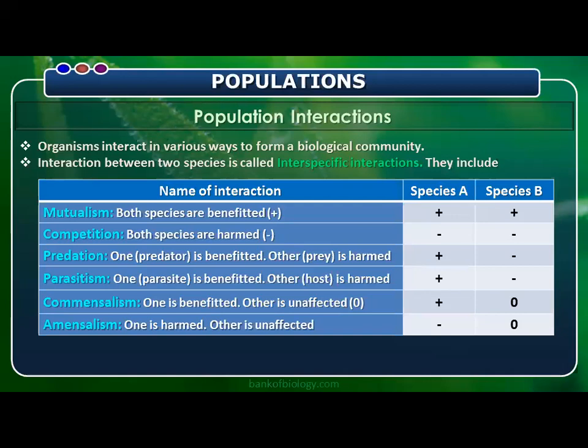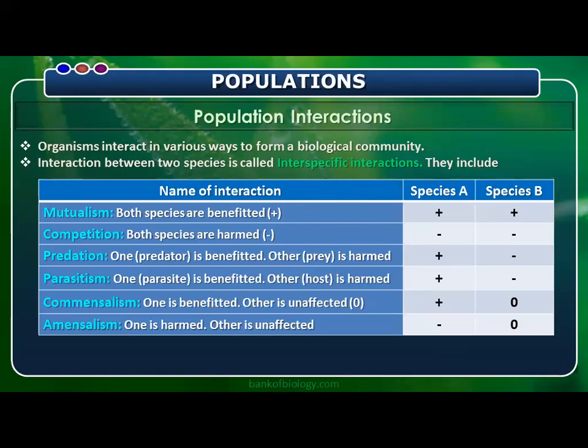For the multiple interactions we have here, we need to know about the symbols first of all. Whenever two individuals are living together, the plus indicates benefit, minus indicates harm or negative effect, and zero means neither benefit nor effect. In that way, you have to see the interactions given here.